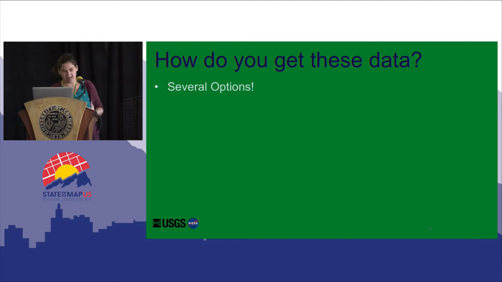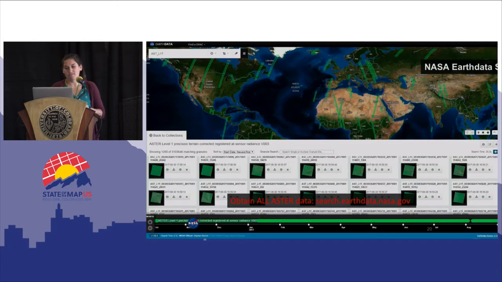So how do you get these data? Well, if you're interested in obtaining or ordering all ASTER data or any other data distributed by the LPDAAC, we recommend NASA Earthdata Search. If you previously have been using Reverb, it's important to note that Reverb is being retired at the end of the year. So we definitely recommend that you use Earthdata Search as it's going to be its replacement. And it's relatively user-friendly. It provides previews of the browse images, so you know what you're going to get before you download the data, if those are available.